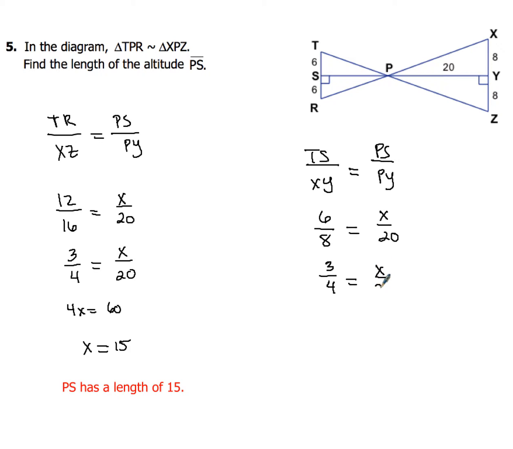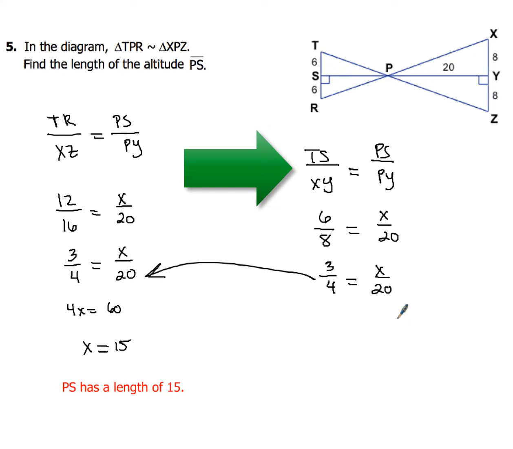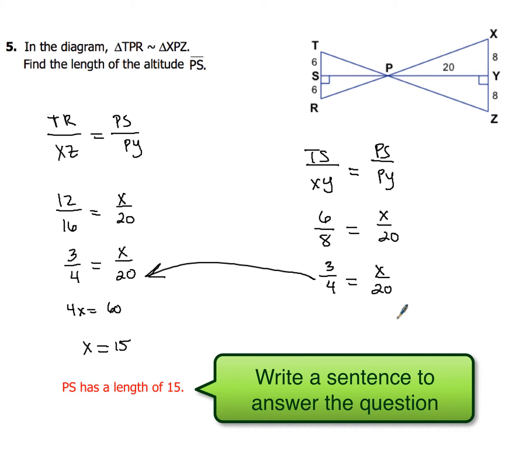Now we can see from there, because that's just going to be the same thing as it was over on the other side, I'll still end up with PS being 15. So in this particular case, it didn't matter if I used TR over XZ or TS over XY. Most people, when they look at this problem, will probably set up the second one, TS over XY, to solve for PS. So whichever one you do, just make sure that you take your time and you show each one of your steps. Then don't forget to answer the question. PS has a length of 15.